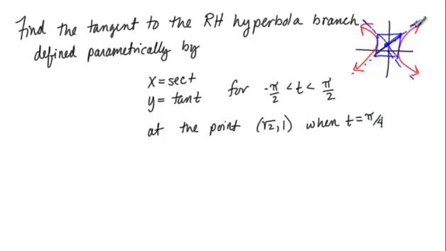So we're really going to only focus on the right-hand branch of the hyperbola, but really, you know what? You don't need to know any of this in order to do this problem, because what this problem is asking you for is the tangent to the right-hand hyperbola branch. And what they mean by tangent is the tangent line. So we need our final answer to be the equation of a line.